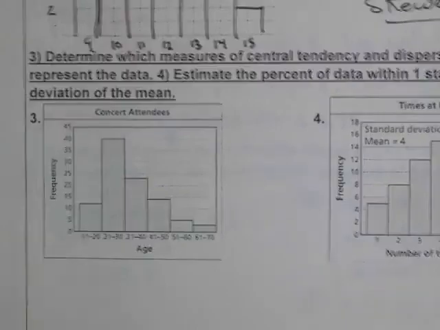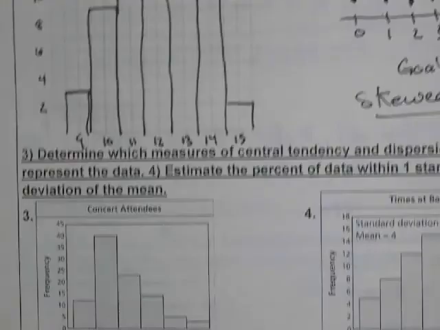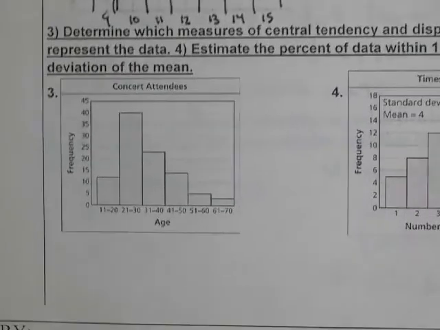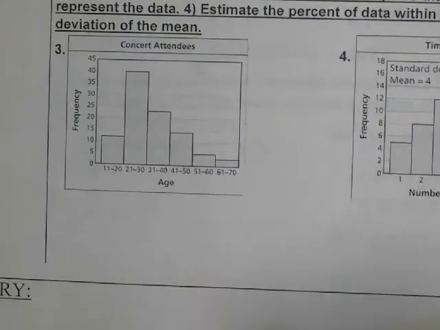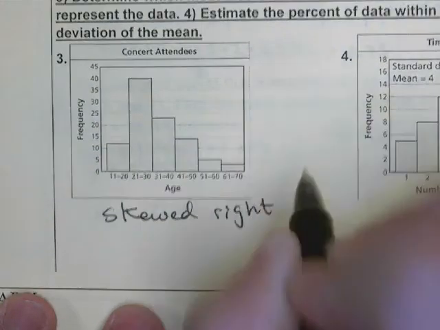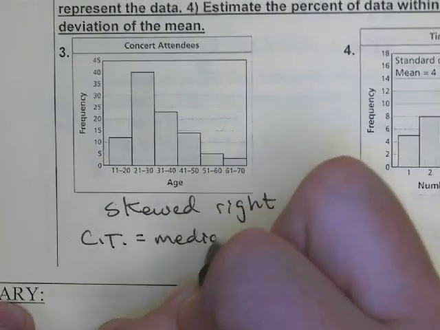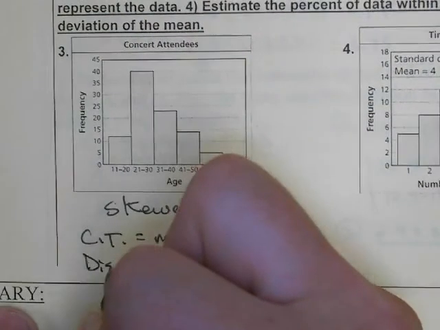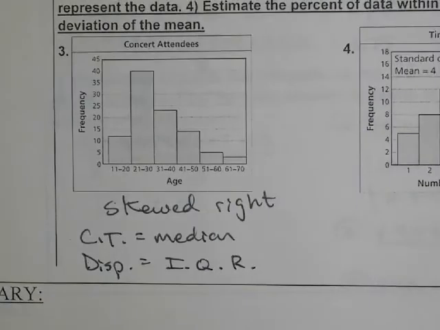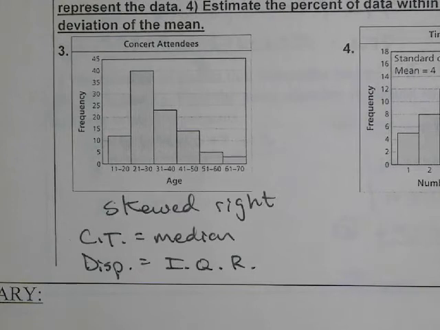So in number 3, what we want to do is identify what the skewedness of it is, and determine which measures of central tendency and dispersion best represent the data. So for number 3, we just want to say, well, it's skewed right, my tail's to the right. And then my best central tendency when I have a skewed graph is my median, and my best dispersion is my interquartile range.